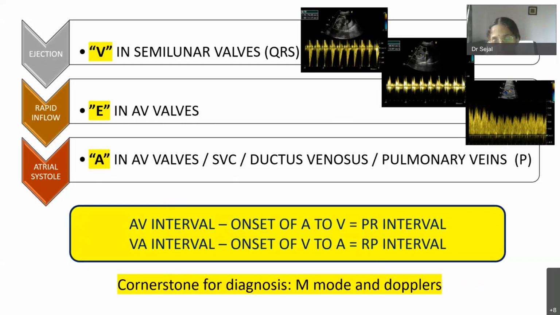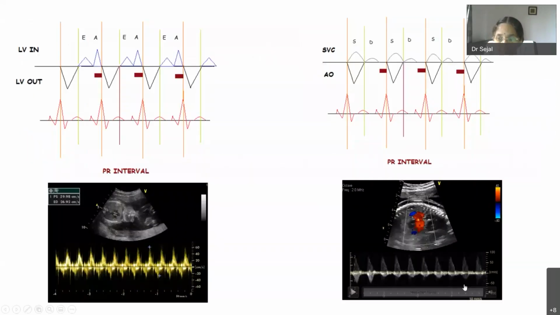The duration of PR interval and RP interval is important for tachyarrhythmias, which we saw in the last session. But for bradyarrhythmias also, the PR interval is important. And how do we calculate the PR interval? This is also a revision from the last session. So this is the LV inflow and outflow.